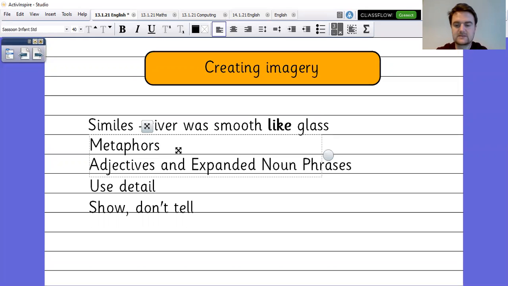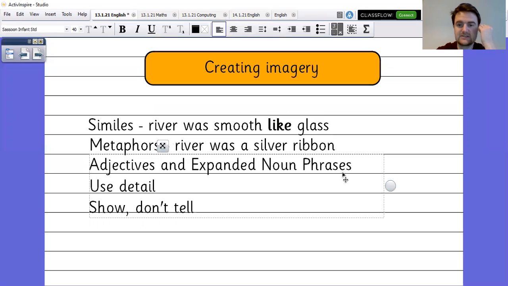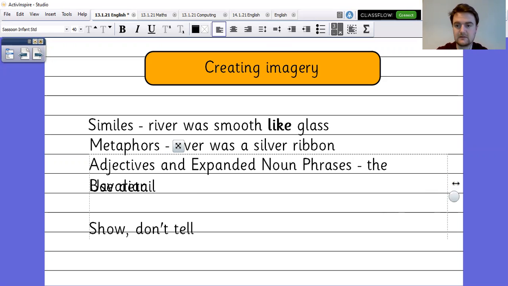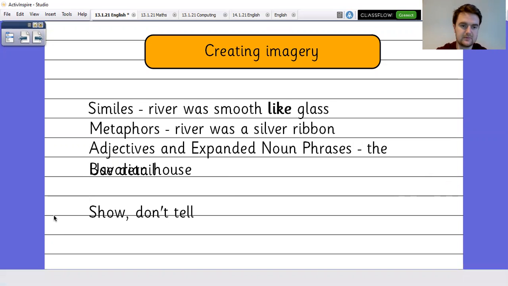A metaphor is similar to a simile, but you're saying that something is something else. So if I said, I'm going to use the river again, the river was a silver ribbon, I'm saying that it is something else, even though it's not. Adjectives and expanded noun phrases. So that's where we're using adjectives to add extra information. So I'll use Ingrid's example. So the Bavarian, Bavaria is a region in Germany. The Bavarian house would be an example of an adjective.